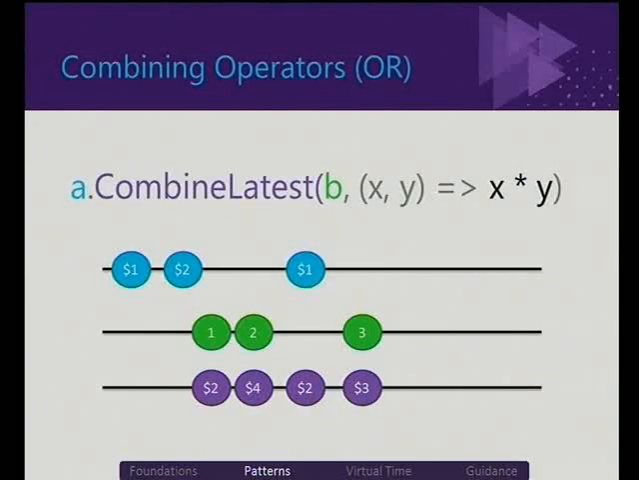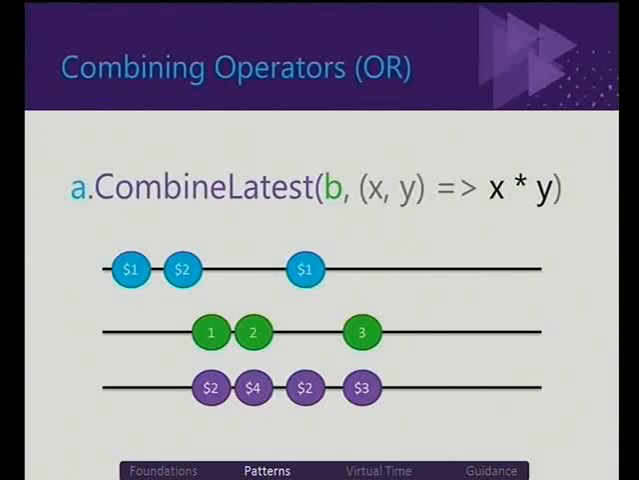So first, we get a price. Well, we haven't got any holdings, so nothing happens. We get another price, nothing happens. We now have a holding. Combine latest logic is whenever something happens on this stream, get the latest value on the other stream, and do whatever is in this bit of functional code up here. In this case, multiply the two values together.